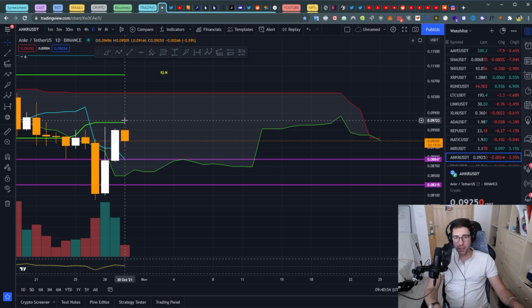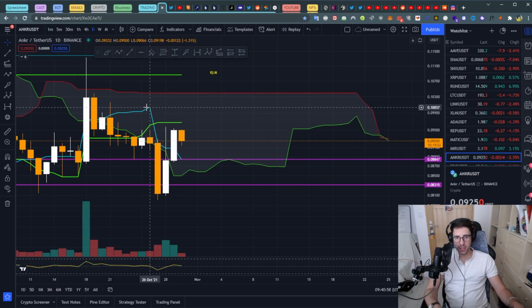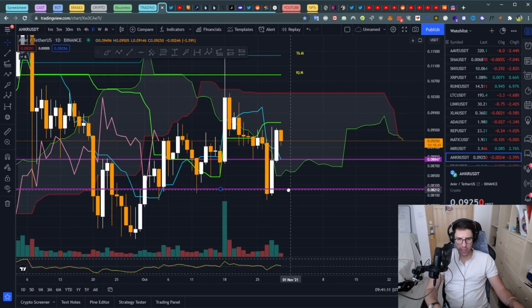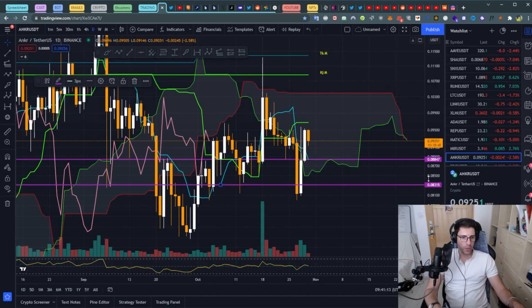However, if we break above here, then I take a position all the way up to the SSB. I will ignore this resistance here. We'll go straight away to the SSB. For a short, in case we break down this resistance and get away from our cloud, but then you see we have a resistance here. I'm not sure why, yeah, because of this one here. So yeah, about here.